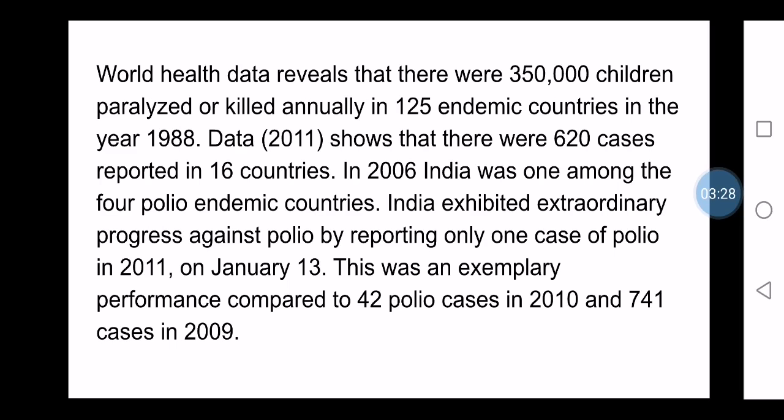In 2006, India was one among the 4 polio endemic countries. So in 2006, India also became one among the countries affected with polio. Then, because of the extraordinary progress in the campaign against polio, India reported only one case in 2011. By January 13th of 2011, we had just one case. So there was an exemplary performance compared to 42 polio cases in 2010 and 741 cases in 2009. So see, we can see a remarkable reduction.